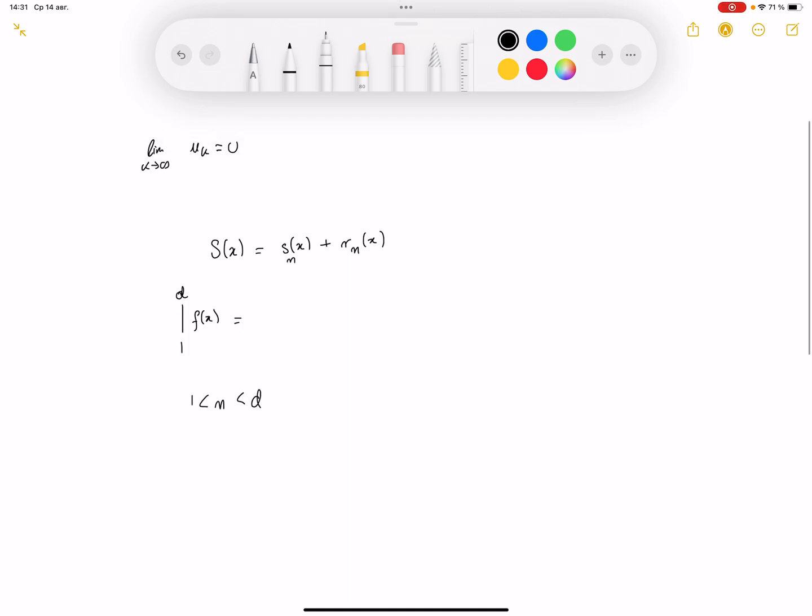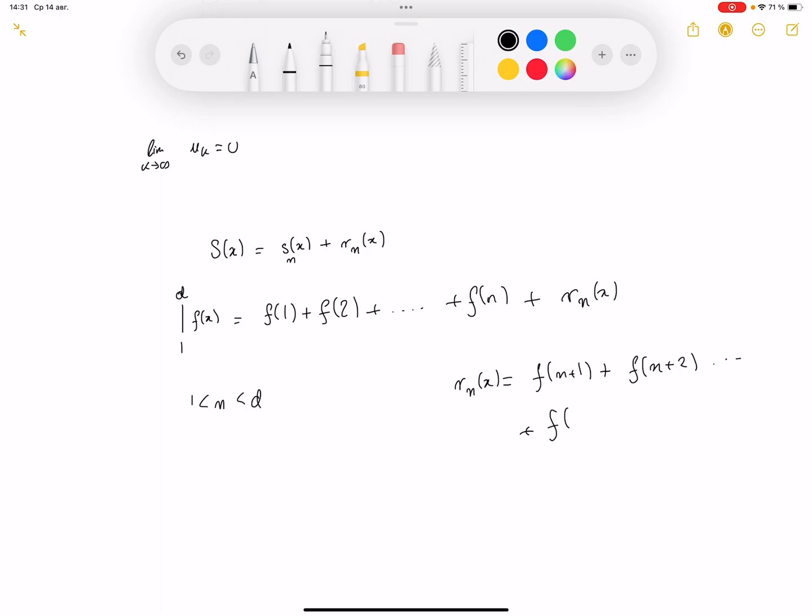We can rewrite the series as f of 1 plus f of 2 plus and so on plus f of n plus a remainder, Rn of x, where Rn of x is equal to f of n plus 1 plus f of n plus 2 and so on and so forth till f of d. It doesn't really matter if the series ends at some d or not, just let's suppose it does.